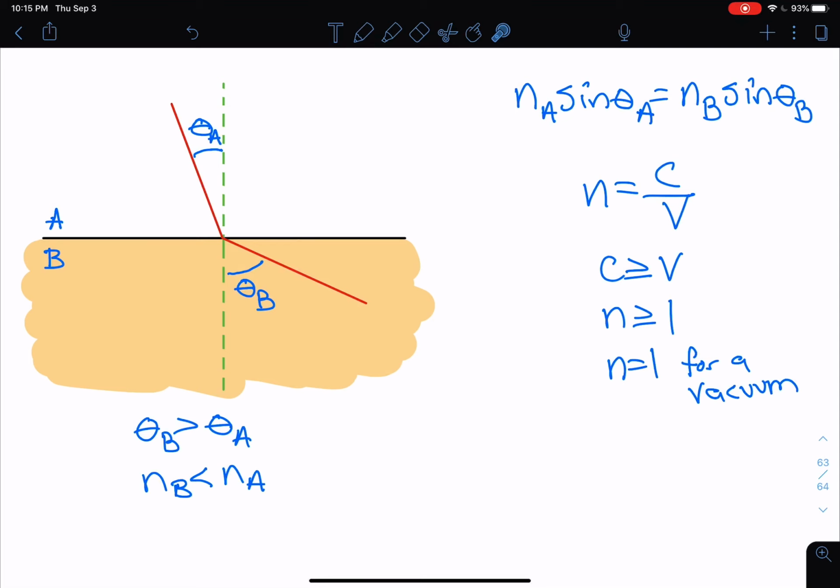But this is the law of refraction. Now, I've been talking as if the light ray were going from A to B, but it could be going from B to A, in which case it would follow the same path that I've drawn. Nothing would change because it has to obey Snell's law.